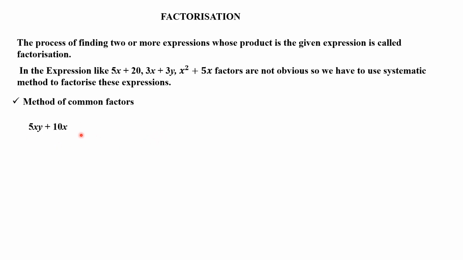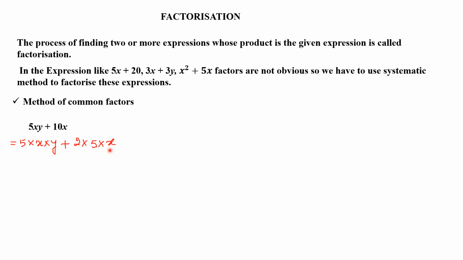So here I have taken the expression 5xy plus 10x. So let's find out the common factor. I am going to write 5xy as 5 into x into y, plus 10 I can write as 2 into 5 into x. So I have written both the terms as irreducible factors, isn't it? 5, x and y are the irreducible factors of 5xy, and 2, 5 and x are the irreducible factors of 10x.